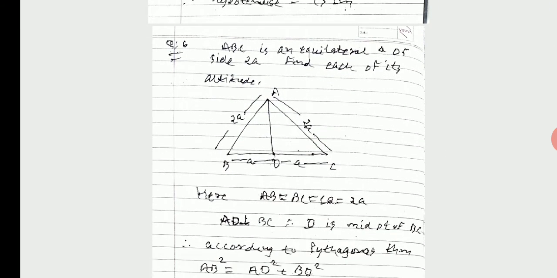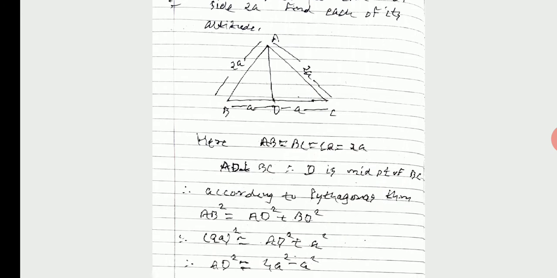Now problem number 6. ABC is an equilateral triangle of sides 2A. Find each of its altitude. Here I have drawn figure of triangle ABC in which AB, BC and CA are of 2A. Here I have drawn AD perpendicular to BC. So here D is the midpoint of BC.